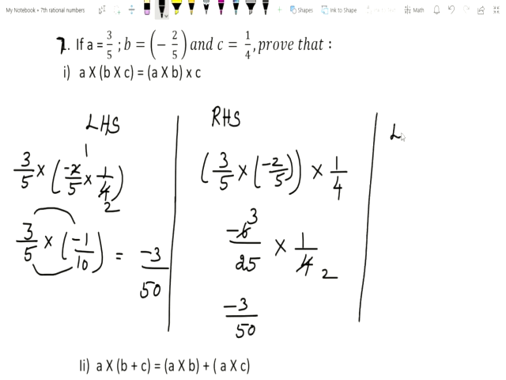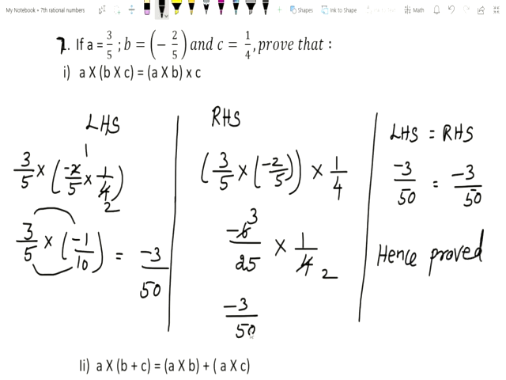Now see here, LHS equal to RHS. So what is the value we receive? Minus 3 by 50 equal to minus 3 by 50. So hence proved. You understand, children? Just substitute the values and check both the sides. Then is it equal or not? Here it is equal, so we proved this. Okay, so the next one.